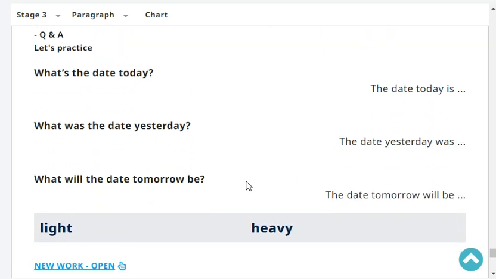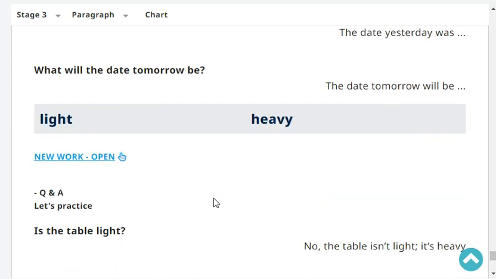What was the date yesterday? The date yesterday was the 19th of September, 2023. Very good. What will the date tomorrow be?